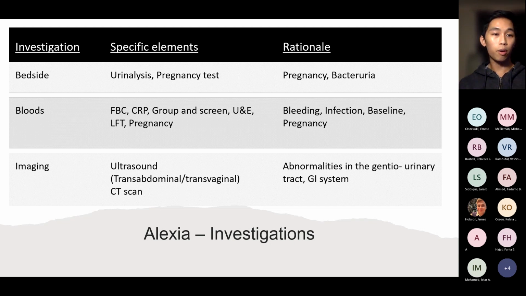Bloods are what we can order next, including FBC, CRP, group and screen, LFT, and also a pregnancy test if a urine pregnancy test is not available. This rules out things like bleeding, infection. We want to get a baseline just in case we need further management of this patient and to confirm pregnancy. And next, imaging. We can consider things like an ultrasound or a CT scan to look at any abnormalities in the GI tract or the genitourinary tract as well.